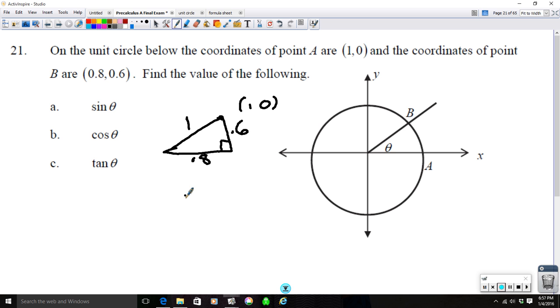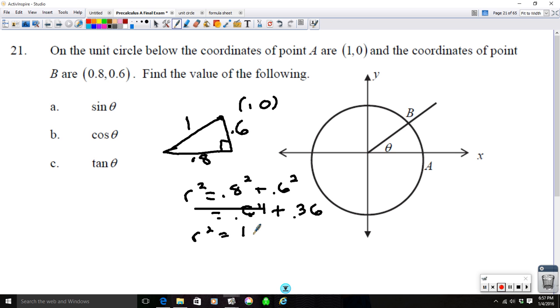So another way of knowing that is r squared is 0.8 squared plus 0.6 squared. So this is going to be 0.64 plus 0.36. It gives you r squared of 1.0. So r is equal to 1.